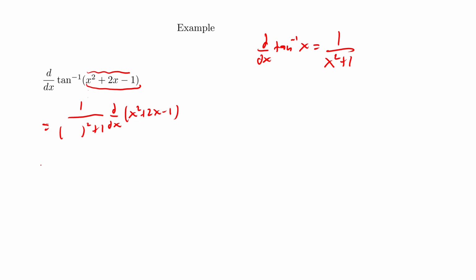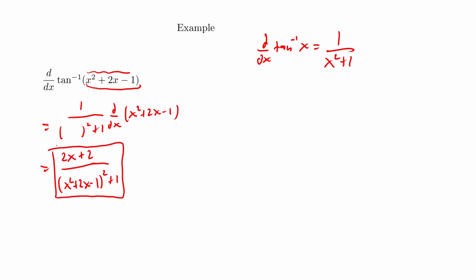So this is going to be just 1 over, and then we're going to plug in x squared plus 2x minus 1, squared, plus 1, times, and we can actually put this in the numerator. That's actually going to be a lot simpler. The derivative of x squared plus 2x minus 1, which is just going to be 2x plus 2. So this is going to be the derivative of this example up here.